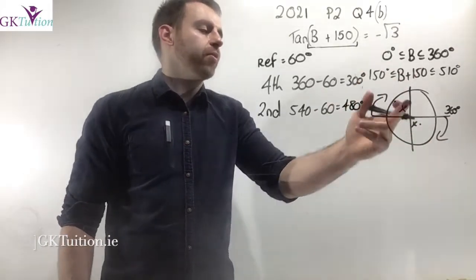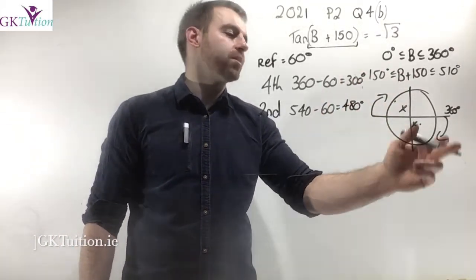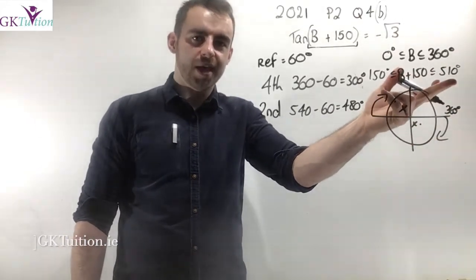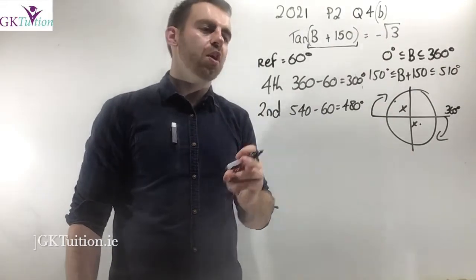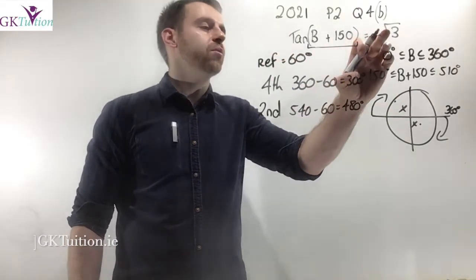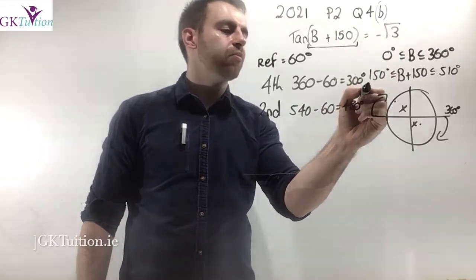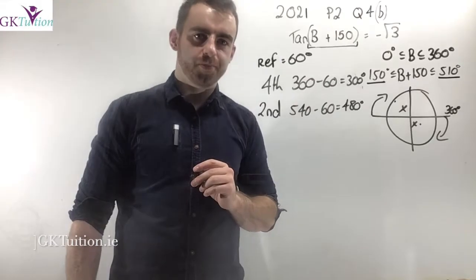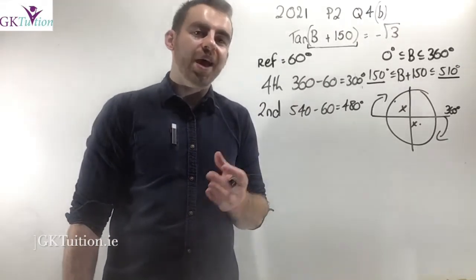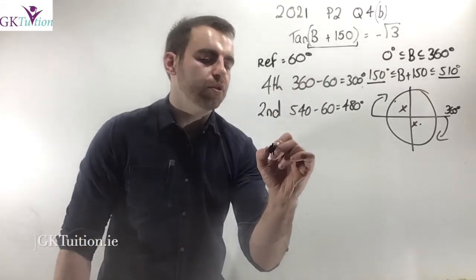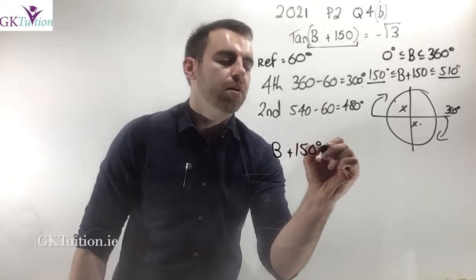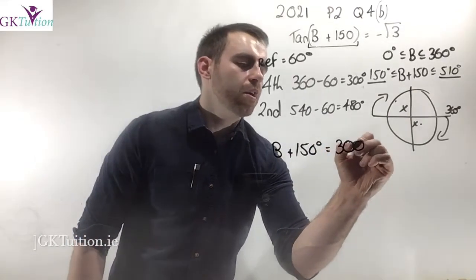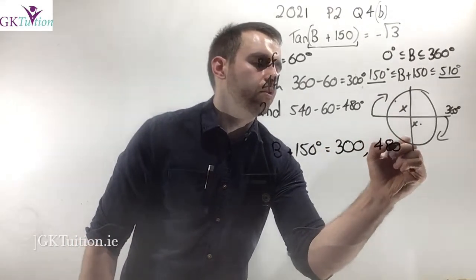We don't go any further, because if you wanted to get a value in the fourth quadrant next time, you're at 720, and obviously the value we're going to get is far bigger than 510. So the only two solutions where the tan of an angle is equal to minus root 3 within the domain from 150 to 510 are 300 degrees and 480 degrees. But now you should recognize that we haven't found b. We have found two possible values for b plus 150 degrees. b plus 150 degrees could be 300 or it could be 480.